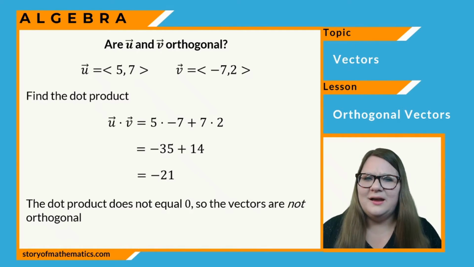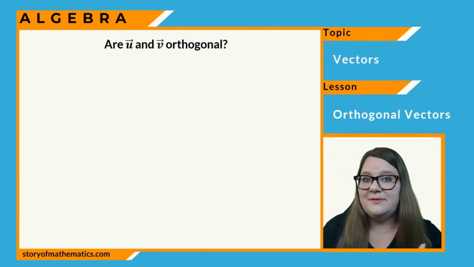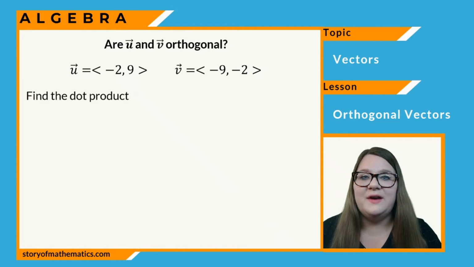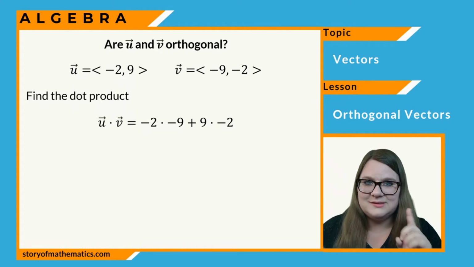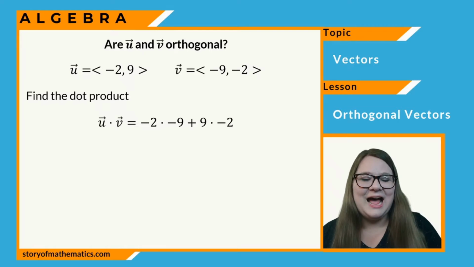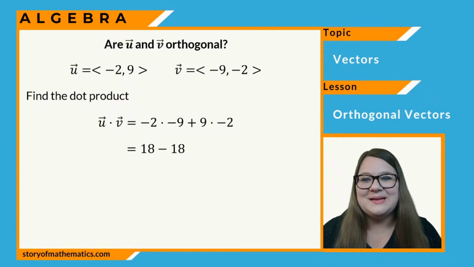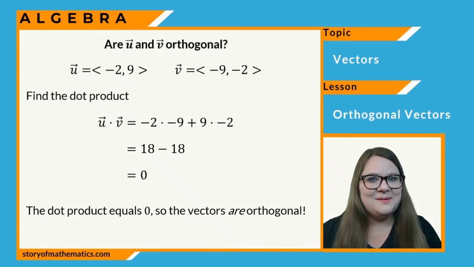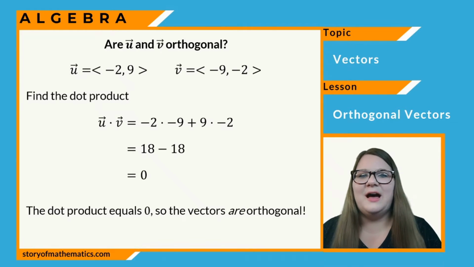Let's try another example. What if I gave you u is (-2, 9) and v is (-9, -2)? Well, let's find that dot product. u dot v would be -2 times -9. Again, first times first, okay? Plus 9 times -2, again second component times second component. When I simplify this, I get 18 minus 18, which is 0. The dot product equals 0, so the vectors are orthogonal.